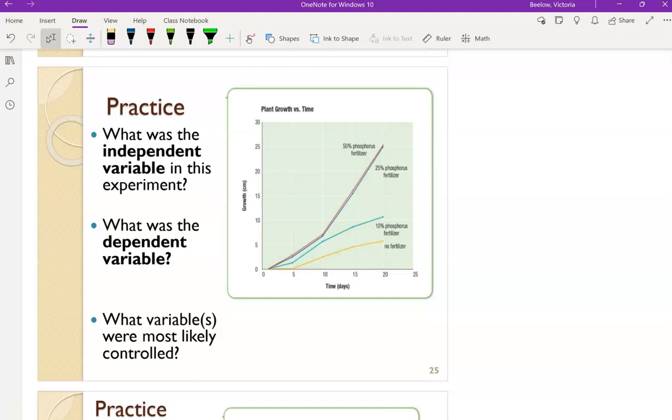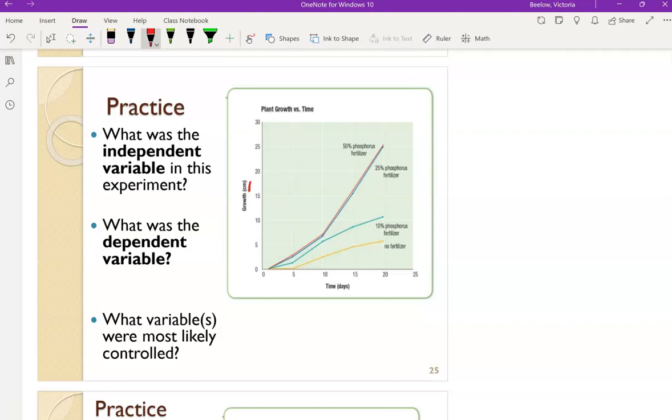So we've already done the hypothesis, and now we're trying to carry out an experiment. So let's say that we think the higher percentage of phosphorus in fertilizer that we use, the more plant growth there will be, okay? So here I have a graph. On this side we have time in days, and on this side we have growth. Notice that it is in centimeters, which is metric. And there's also a title for this graph, plant growth versus time.